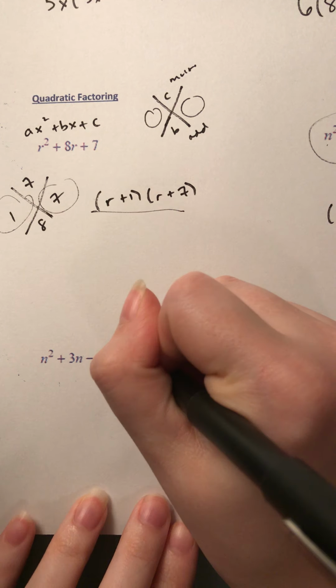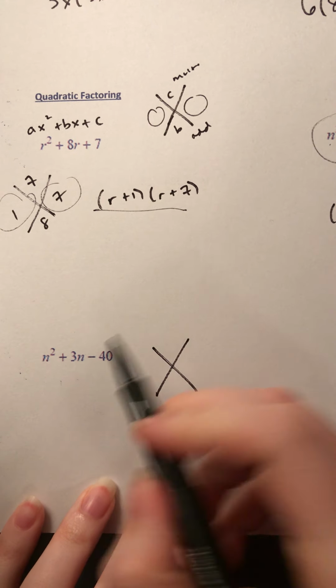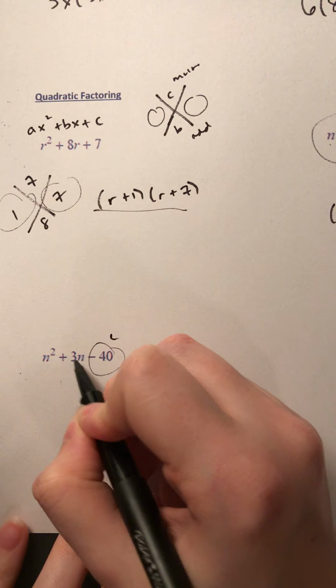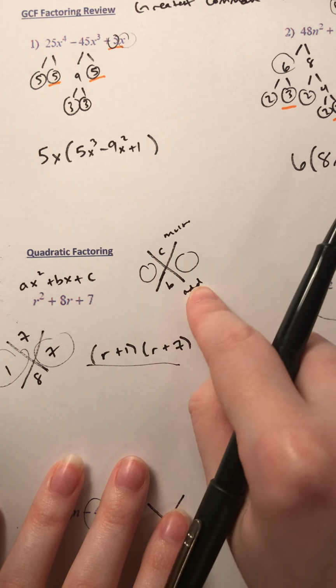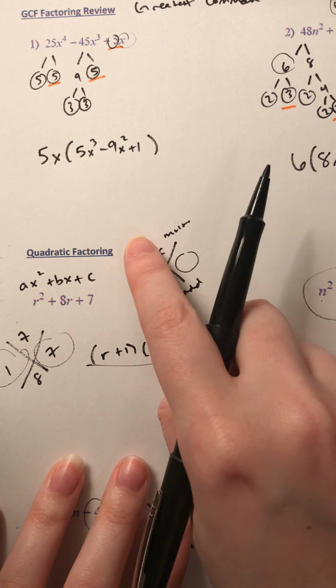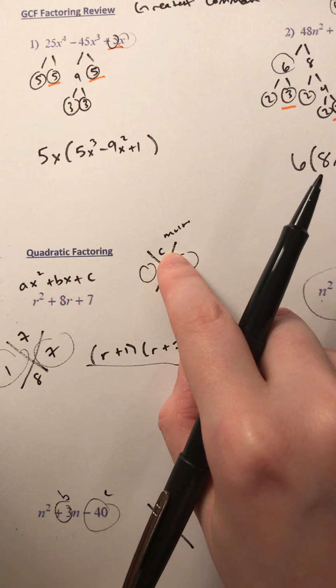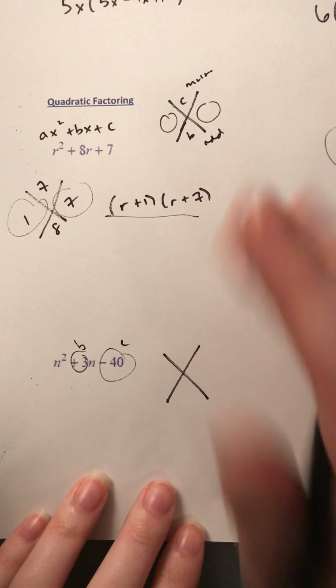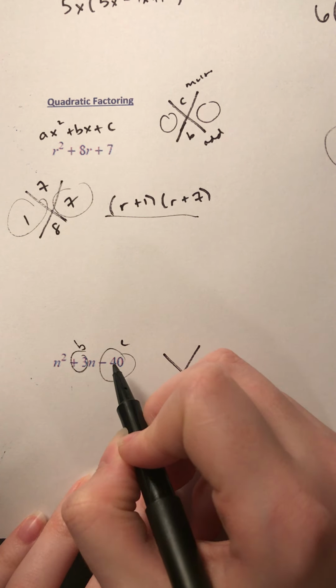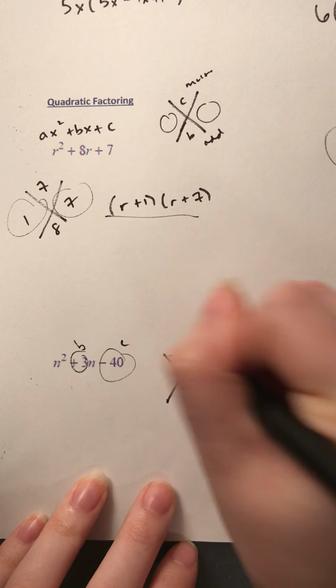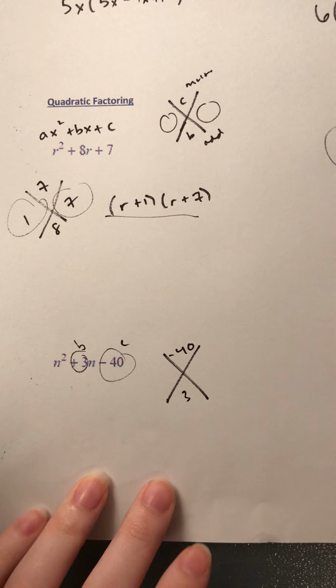All right. So setting up my diamond puzzle. So the last chunk, this is your C value. This is your B value. If you need to write this down on your paper, you guys can write this down. This is the pattern for our diamond puzzles. So the B value, the middle one, goes on the bottom. The C value, the last one, goes on top. So my C value, I want to multiply to negative 40, and I need to add up to 3.